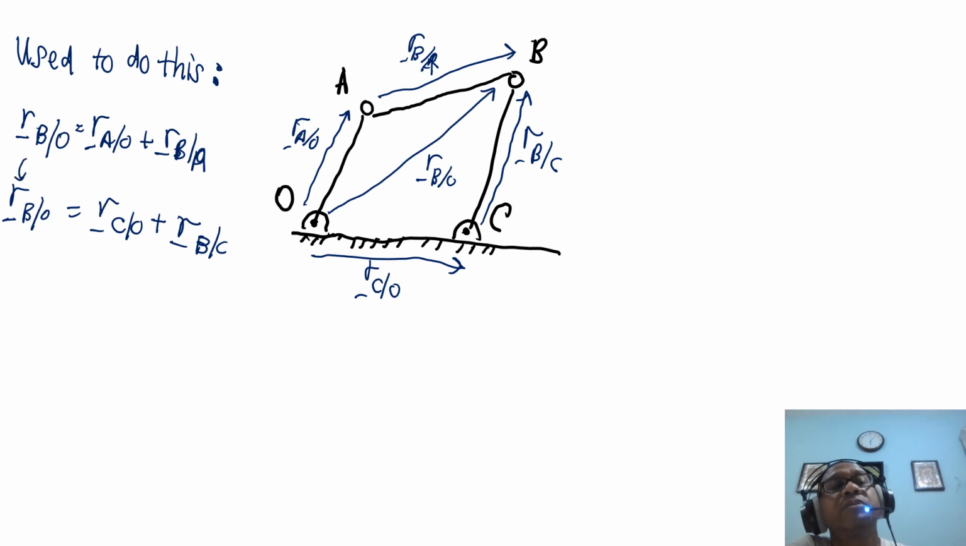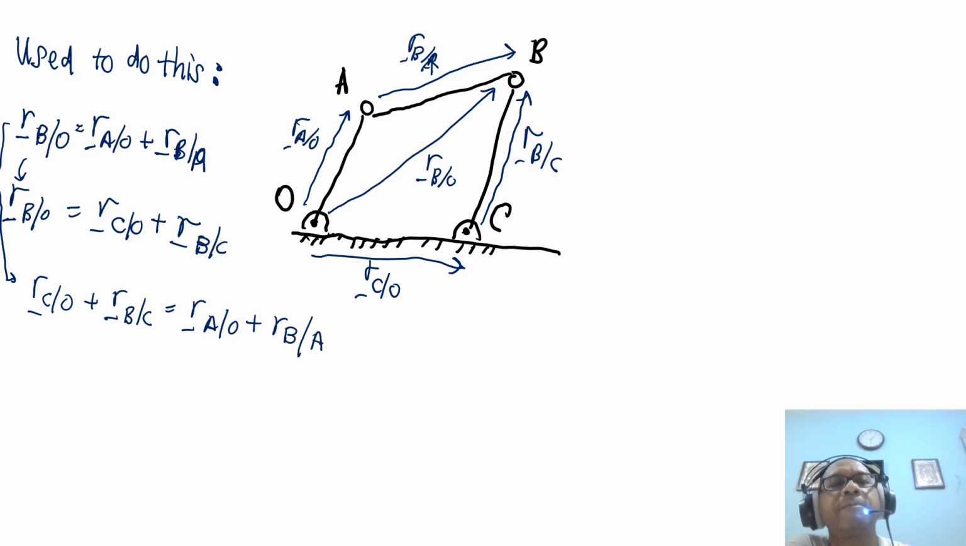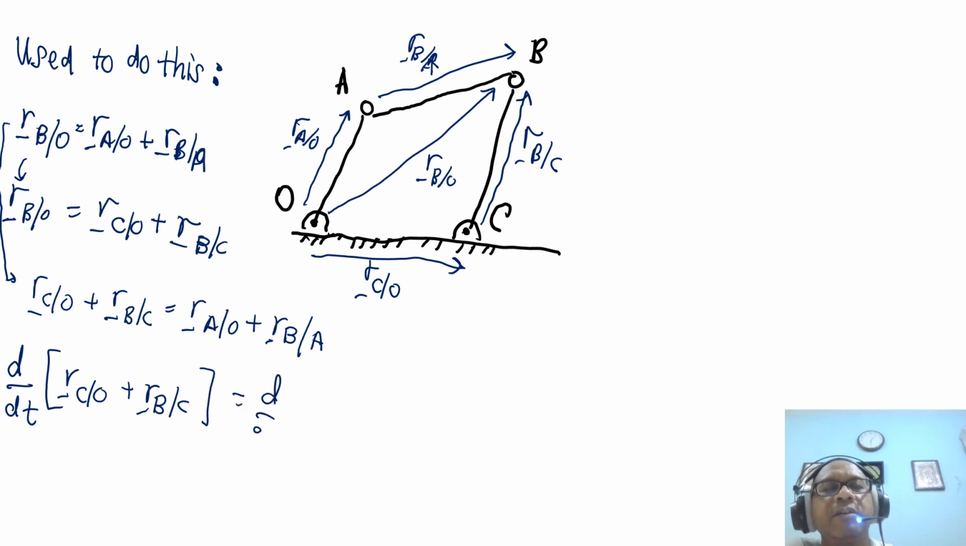So now we rewrite this equation again. Position vector C relative to O plus position vector B relative to C equals position vector A relative to O plus position vector B relative to A. You don't have any problem. Then we can differentiate this position vector. So d over dt of position vector C relative to O plus position vector B relative to C equals d over dt of the right hand side. Left and right hand side both have got to be differentiated: position vector A relative to O plus position vector B relative to A.